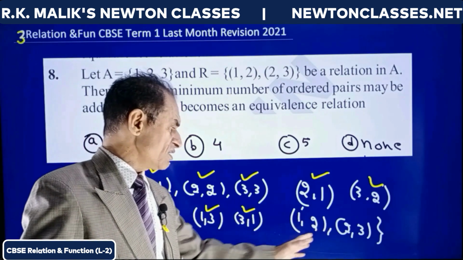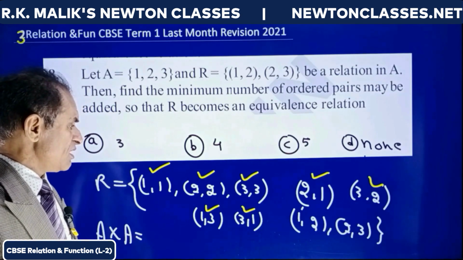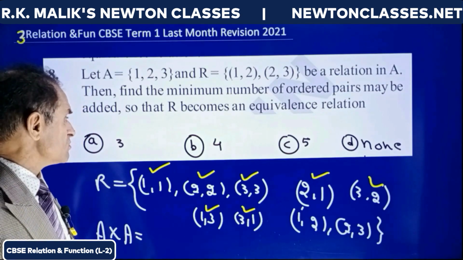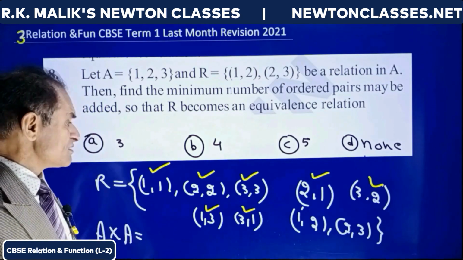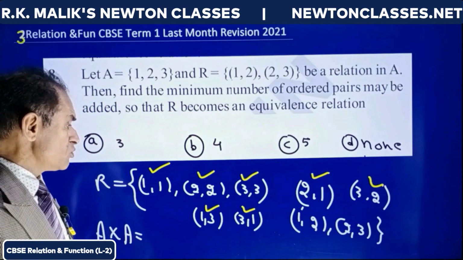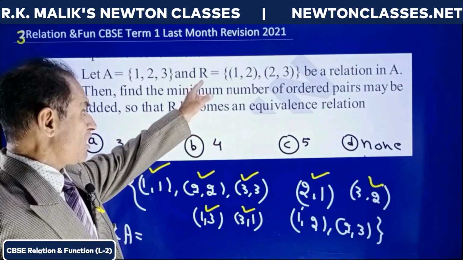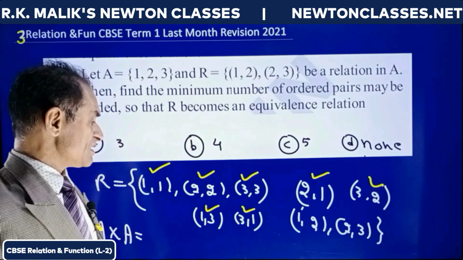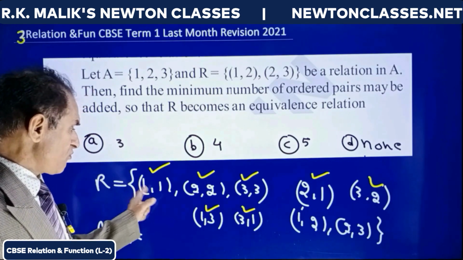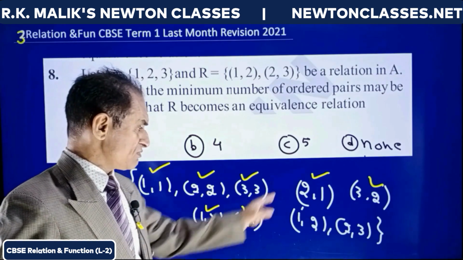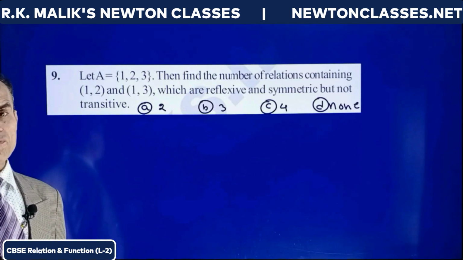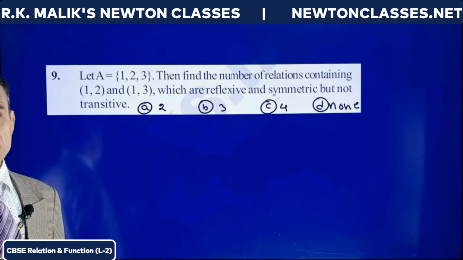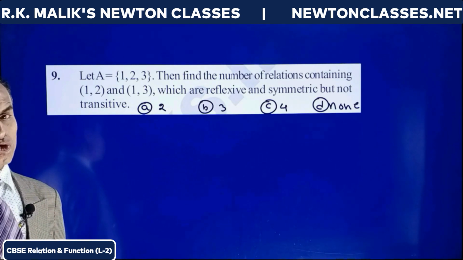These two are already there in R. Hence, the number of elements to be added has become 7. Hence, the number of ordered pairs to be added to this R must be 7, because 1, 2, 3, 4, 5, 6, 7.